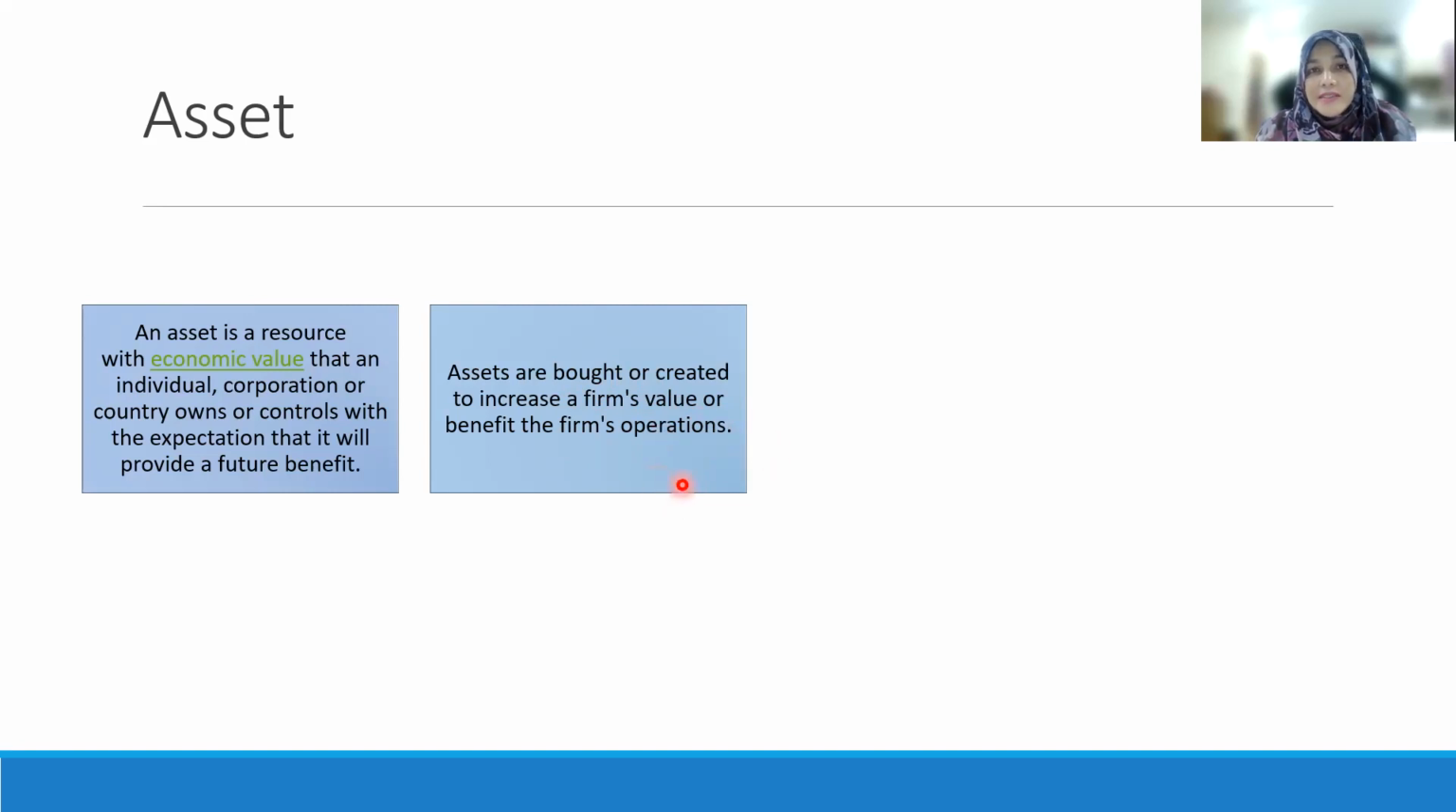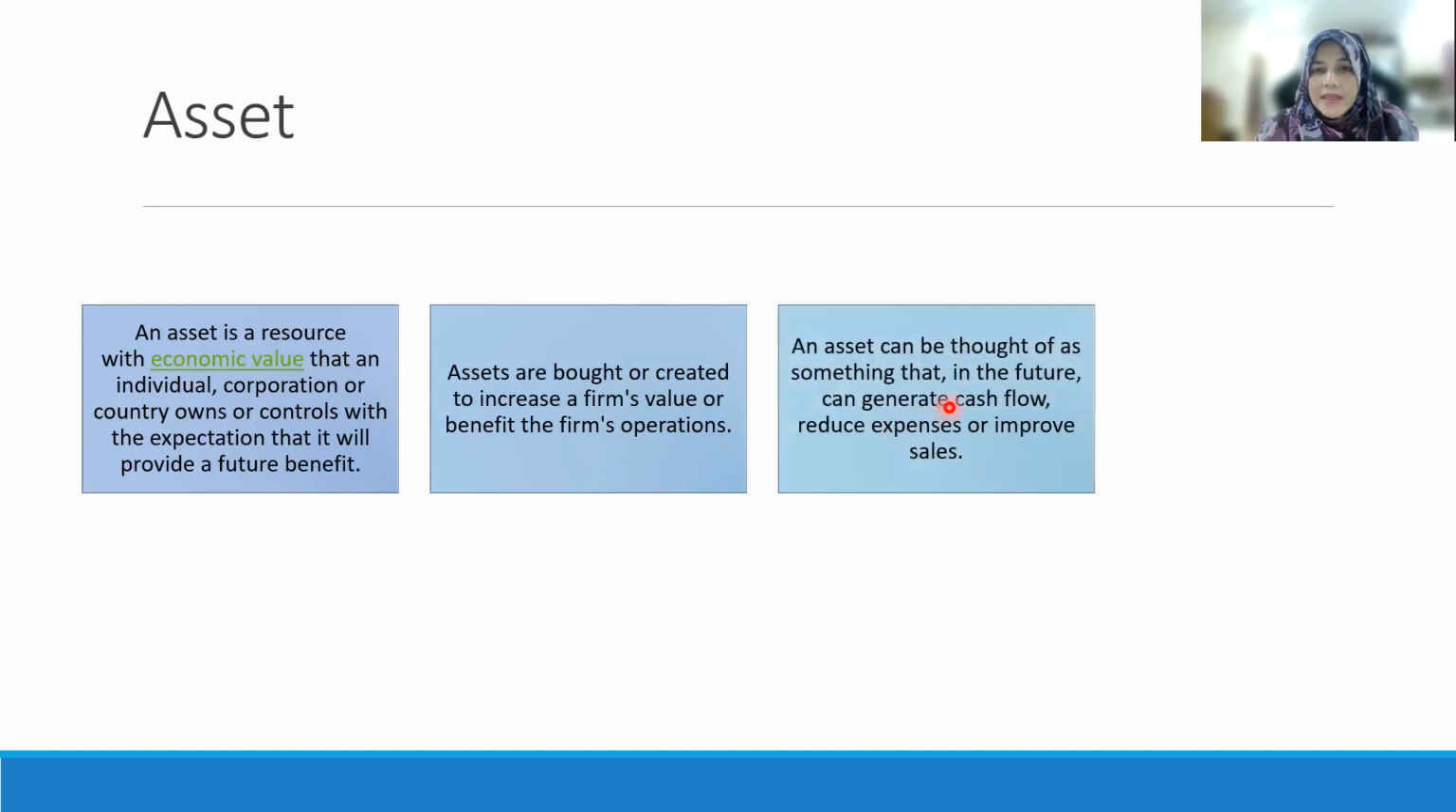Of course, the firm can start operating in the building. They can use the motor vehicle to transport the goods that they produce. And of course, machinery can be used to produce goods. So all those will benefit the firm's operation. Okay, an asset can be thought of as something that in the future can generate cash flow, reduce expenses, and improve sales. So just imagine the three items that I mentioned. If the company owns a building, definitely it can generate cash flow, in the form of starting operations in the building, and then of course they can start generating sales.